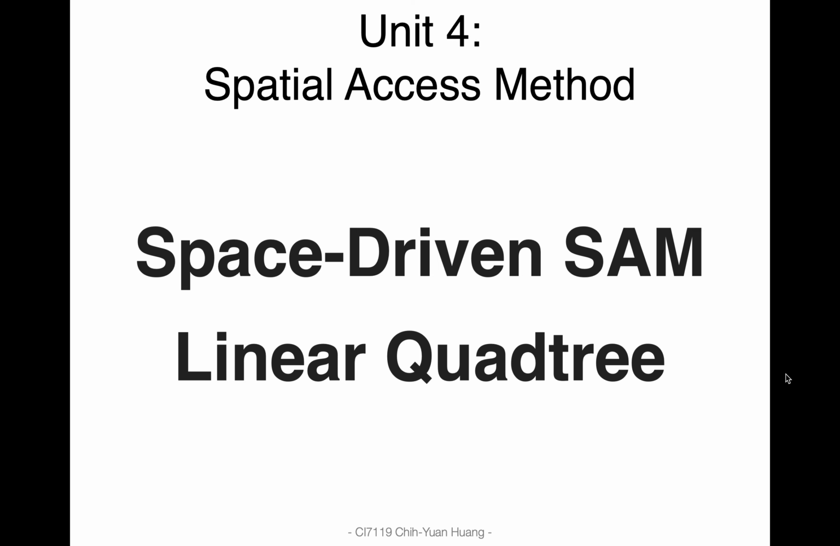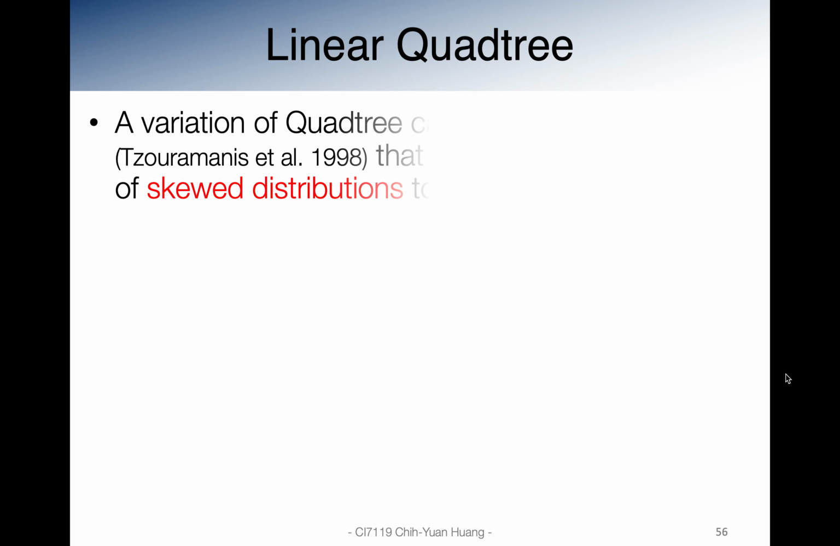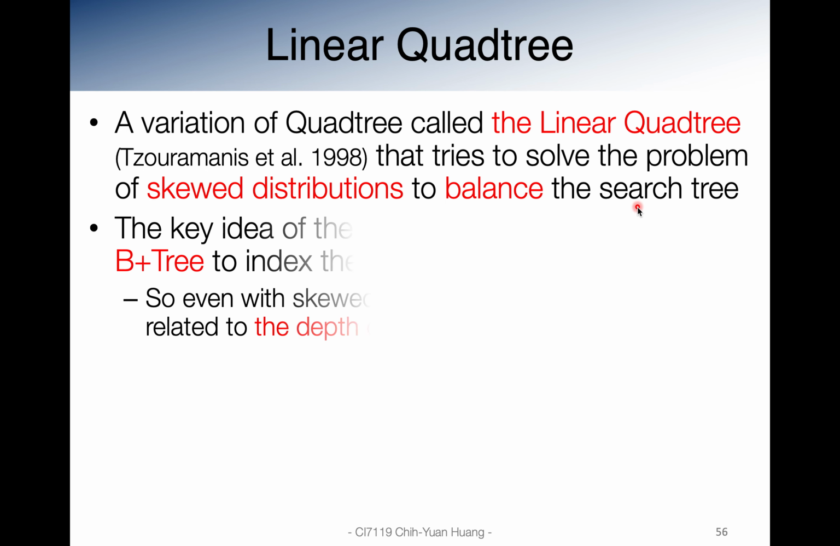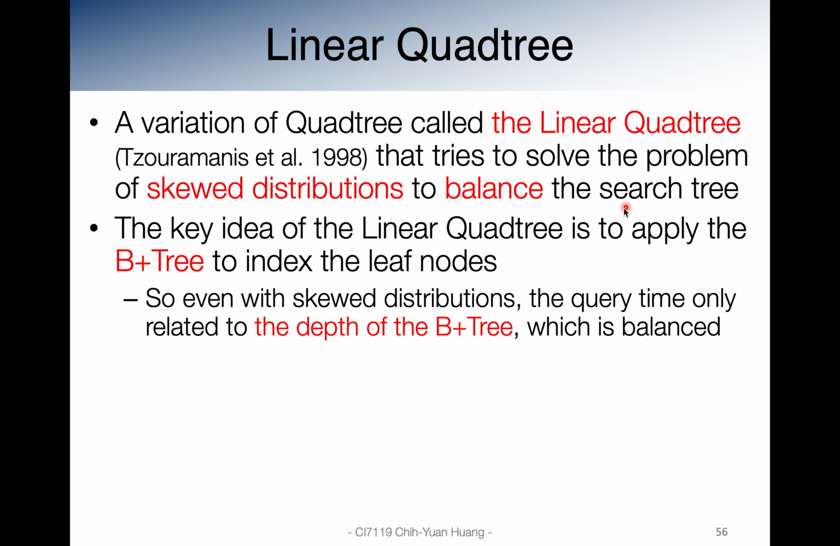There is a solution which is called the linear quadtree. It's basically a variation of the quadtree, proposed in 1998, and it tries to solve the problem of skewed distribution to balance the quadtree. So the key idea of this linear quadtree is to apply a B plus tree to index the leaf nodes. Alright, so this is the key idea over here. So pay attention to this. Let me try to say it again.